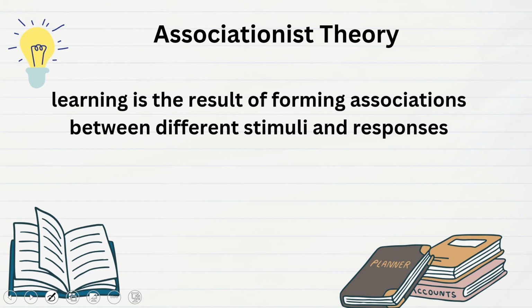So let's take a look at the first one, that is associationist theory. Now we see that associationist theory is one of the earliest frameworks for understanding how learning occurs. And therefore at its core, this theory posits that learning is the result of forming associations between different stimuli and responses.